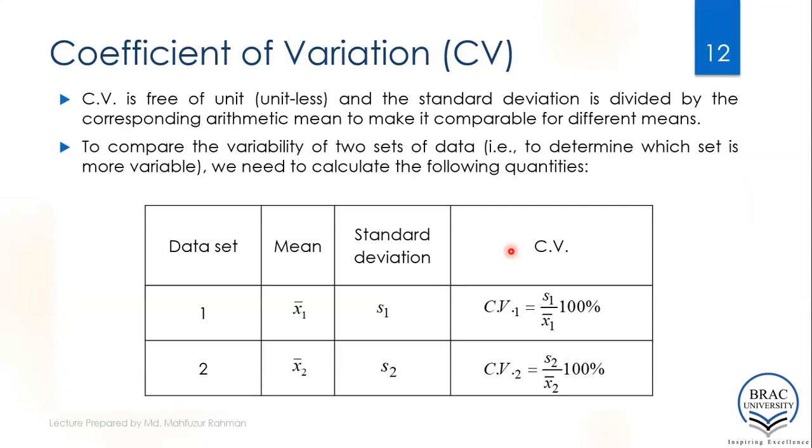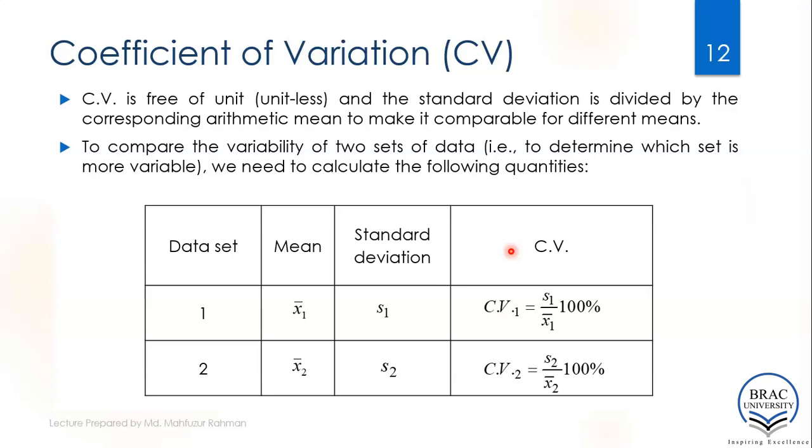From the formula of CV, it's clearly shown that CV is a unitless measure, as the standard deviation is divided by the corresponding arithmetic mean to make it comparable for different means. So that's why CV is such a unique measure of dispersion. We can compare any data set which has different units or different means.